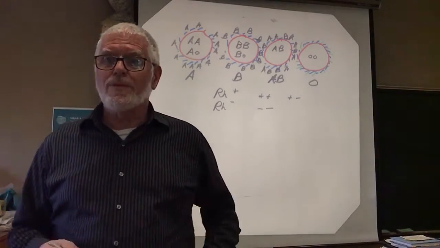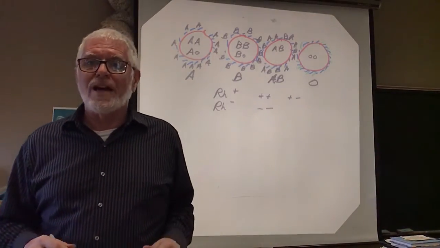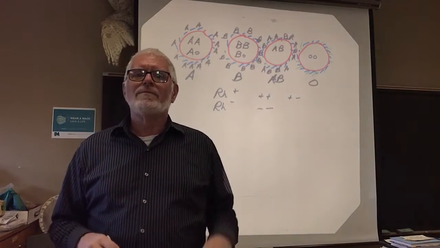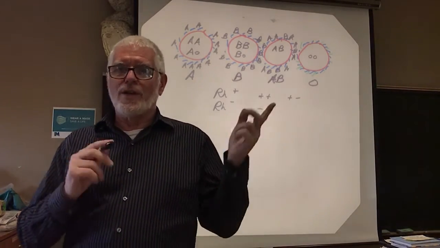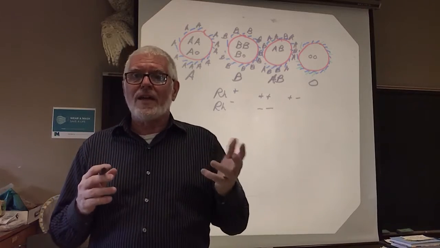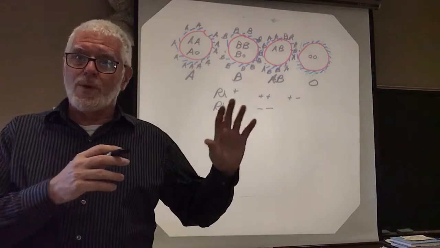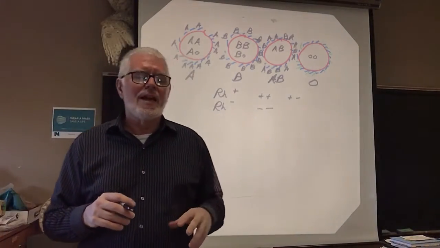So if you have AB negative blood, we know exactly what alleles you have. You have an A and a B and two negatives. If you have O negative blood, we know what alleles you've got. You've got two O's and two negatives. Everything else, we're not really sure. There's a number of different alleles that could give you every other type of blood.